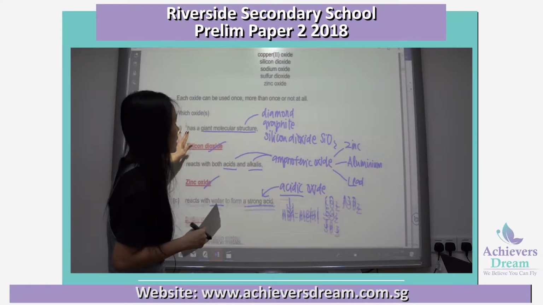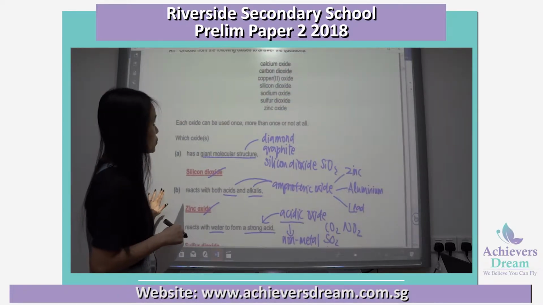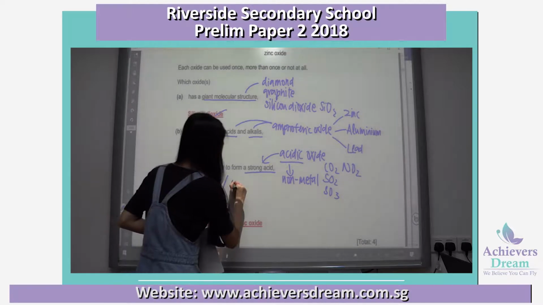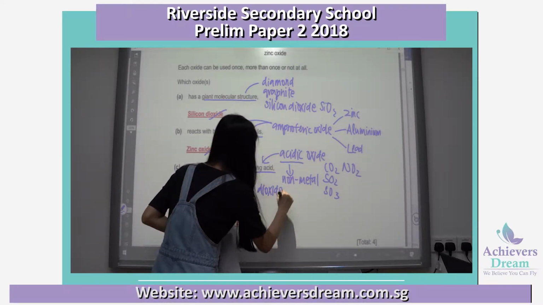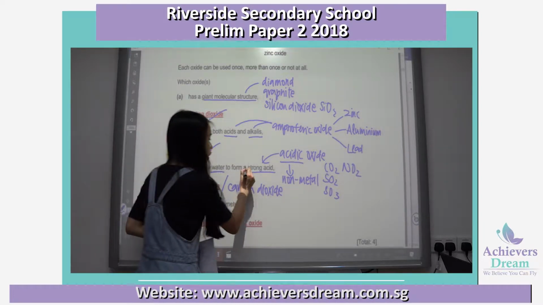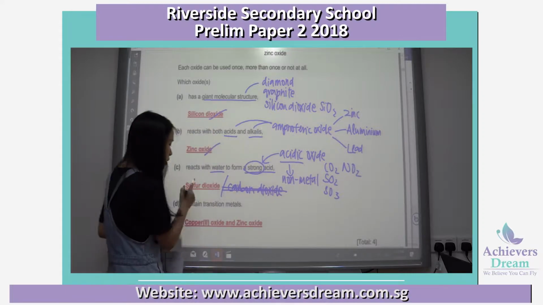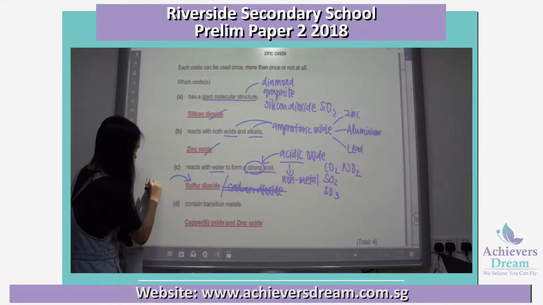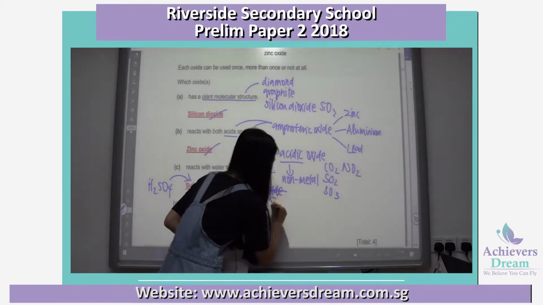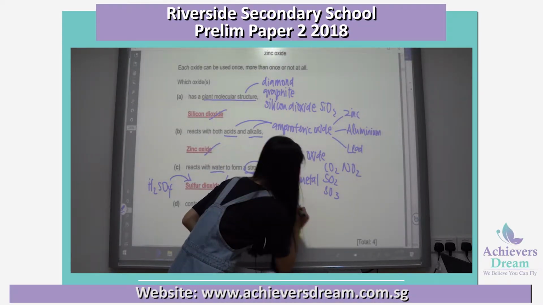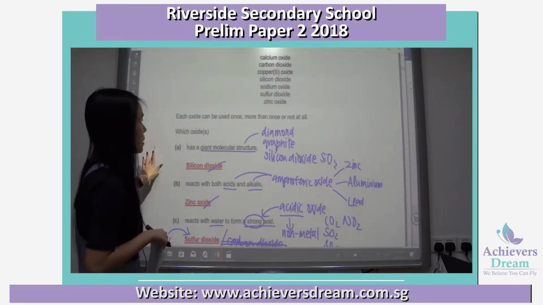Based on the options that are given to us, it can be sulfur dioxide, and it can also be carbon dioxide. But in this case, because we want to form a strong acid, it will not be carbon dioxide. Because sulfur dioxide, what will it give us? It will give us sulfuric acid. And if we were to use carbon dioxide, it will give us carbonic acid instead, which is a weak acid.